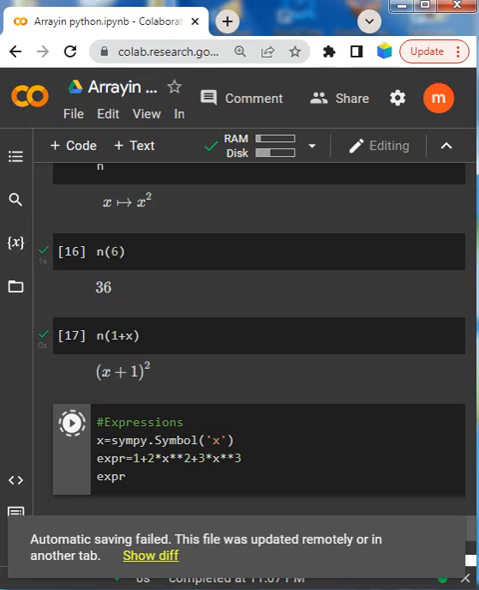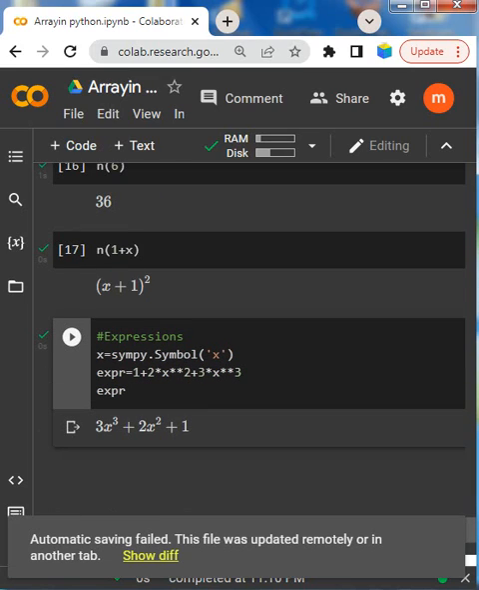Okay, so it has been printed like this. I hope these expressions are easy to understand. The expression is an Add instance with sub-expressions 1, 2x square and 3x cube, and the entire expression tree for the expression is visualized.